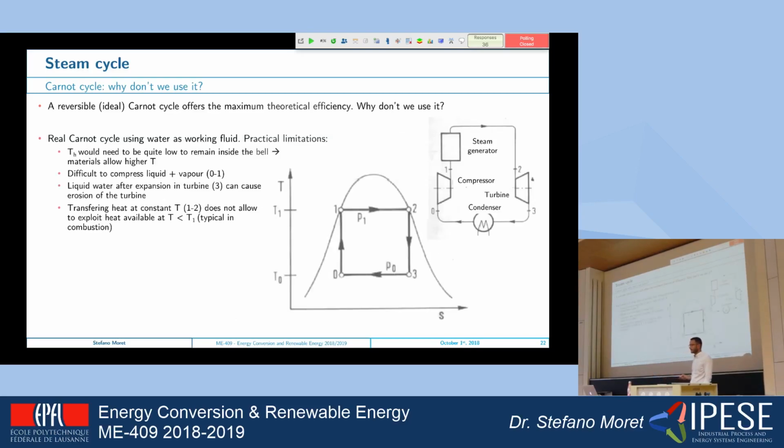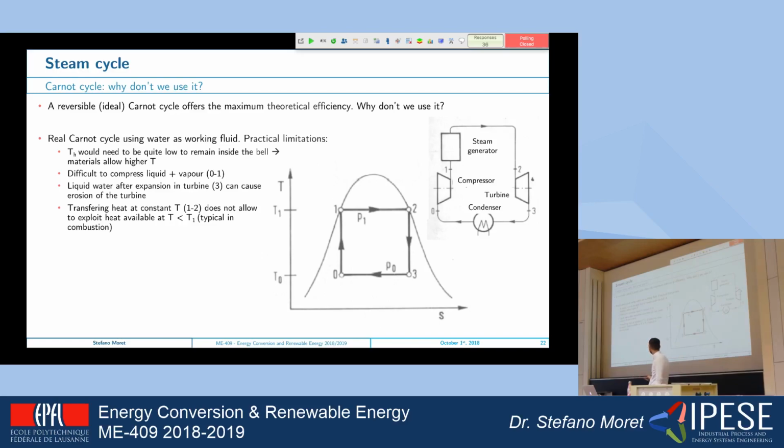So let's see how the Carnot cycle looks on the diagram I showed you before, on the TS diagram of water. If we represent it this way, we can fit the Carnot cycle below the bell of water. So we have a compression between 0 and 1. We have a generation of steam between 1 and 2 at constant temperature. We have an expansion in a turbine at constant entropy and no heat exchange. And then we have a condensation at the lowest temperature. The problem is that we have practical constraints to build this cycle. It does not work in reality.